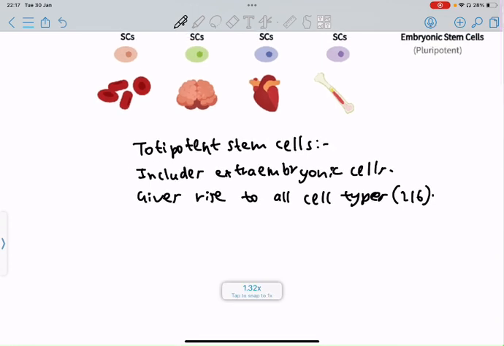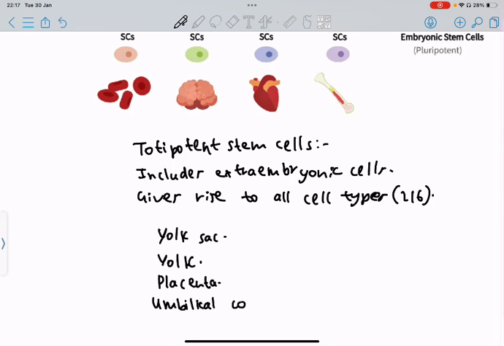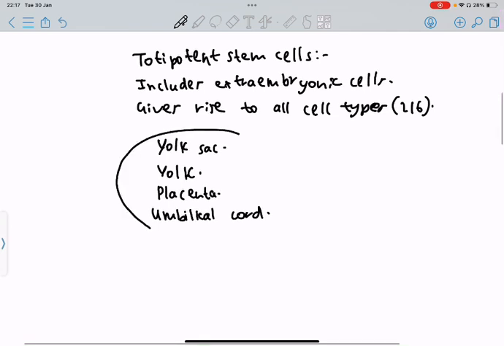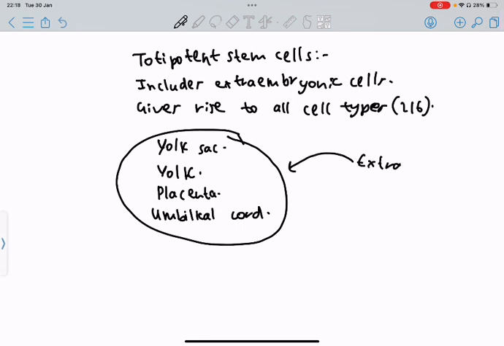Now, what are extra embryonic cells? Extra embryonic structures are basically the yolk sac, the yolk, placenta, umbilical cord. Those are a few of them. So these are extra embryonic structures, sorry. Totipotent stem cells will give rise to all 216 cell types, including the extra embryonic cells.